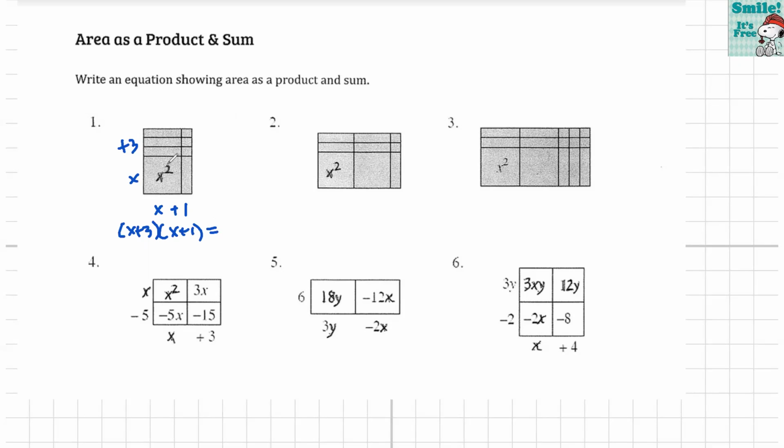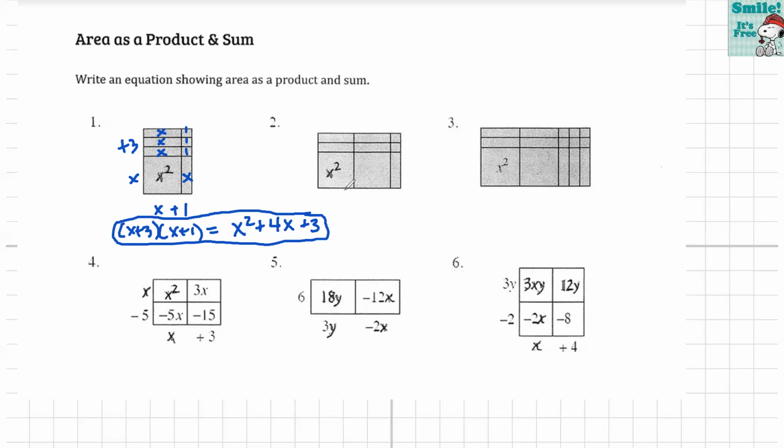what kind of tile is this? X squared, right? What kind of tile is this? That's an x, that's an x, that's an x, that's an x. How many x tiles do we have? 4x, so plus 4x. How many unit tiles do we have? 3, so 1, 2, 3. So I don't even need to do the generic rectangles. X plus 3 times x plus 1 is x squared plus 4x plus 3. Isn't that beautiful? The tiles are pretty fun, actually, once you get to use them.